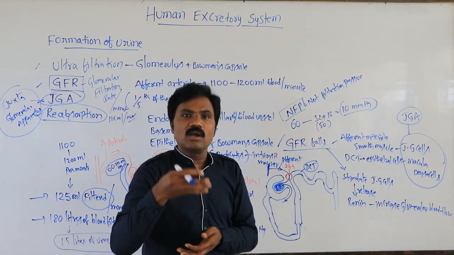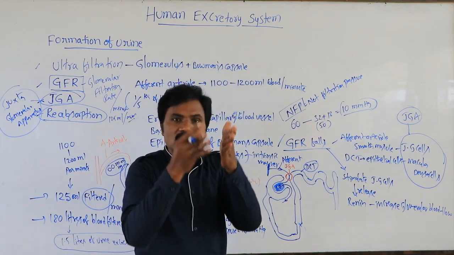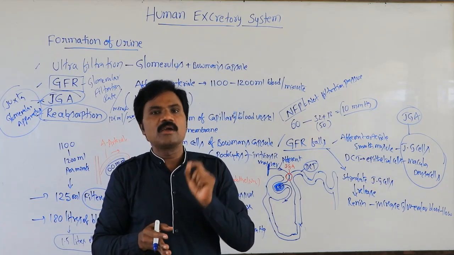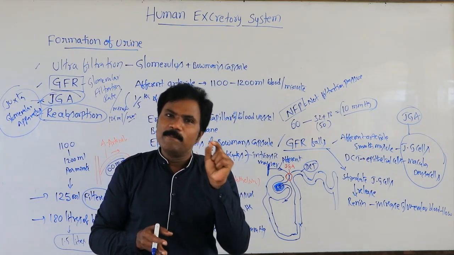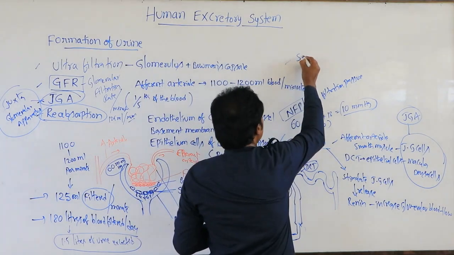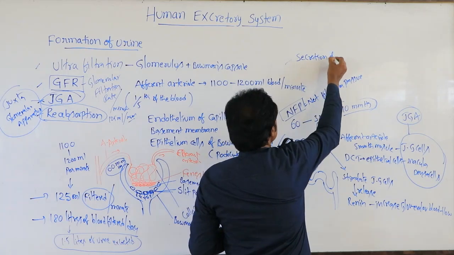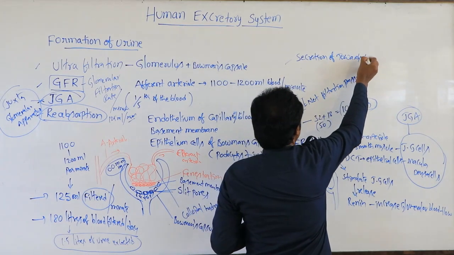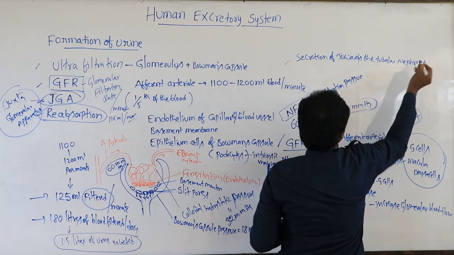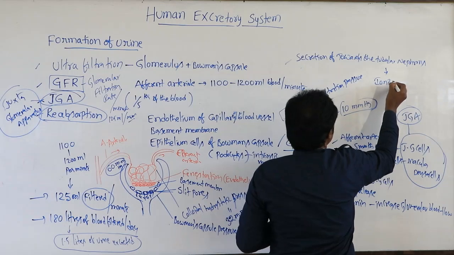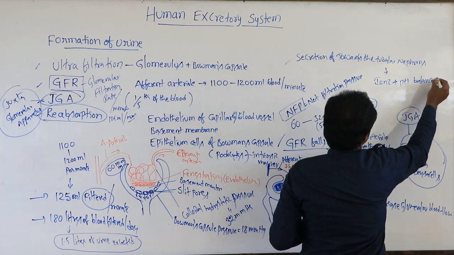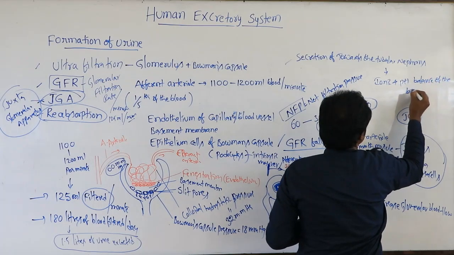So whenever secretion takes place along the nephron tubules, it maintains the ionic balance as well as the acid-base balance, the pH of the body fluids.